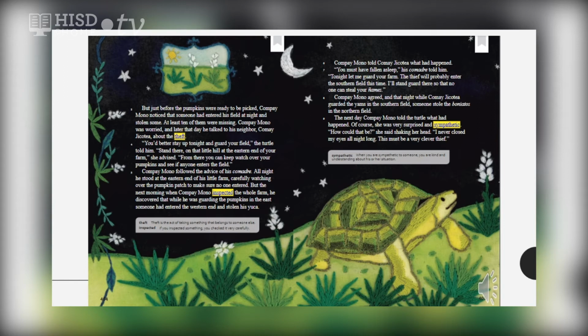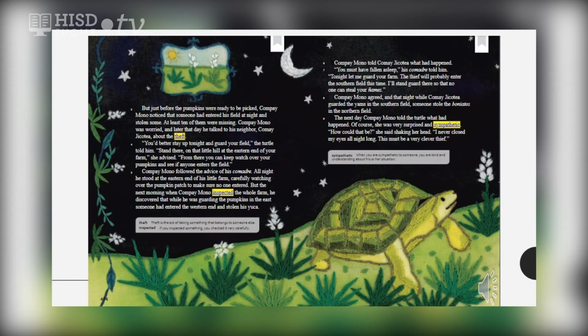Compe Mono told Come Jicotia what had happened. "You must have fallen asleep," his comadre told him. "Tonight, let me guard your farm. The thief will probably enter the southern field this time. I'll stand guard there so that no one can steal your ñames."